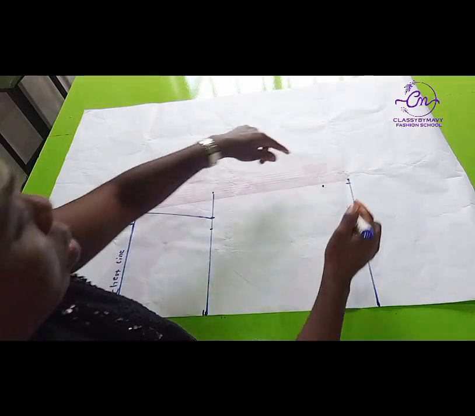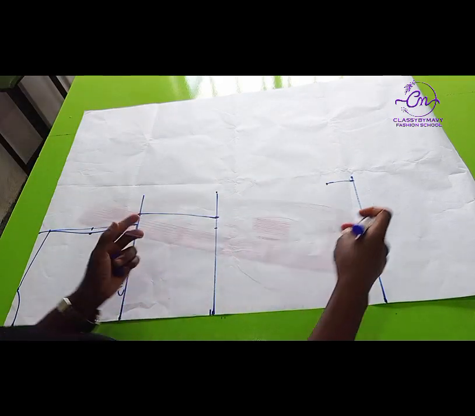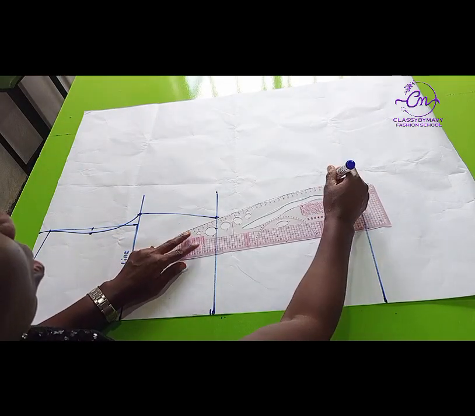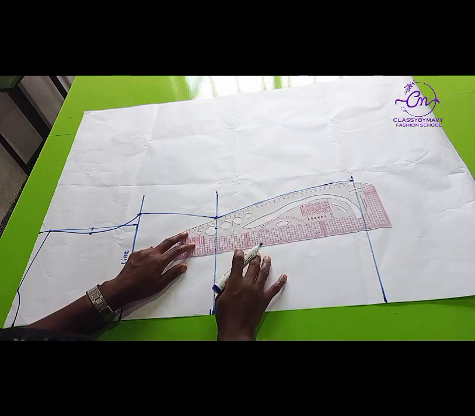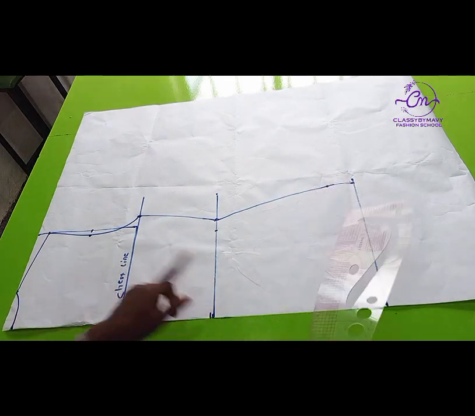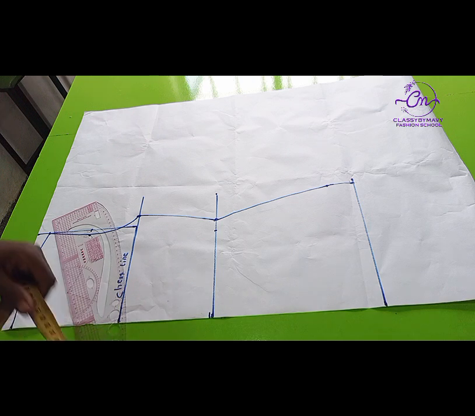I have marked. From that point, I've gone up by 2 inches. Can you see? Then I'll use my hip curve to curve out that point nicely. Have you seen? So that is it. The next thing I want to do is to mark out my dart point.